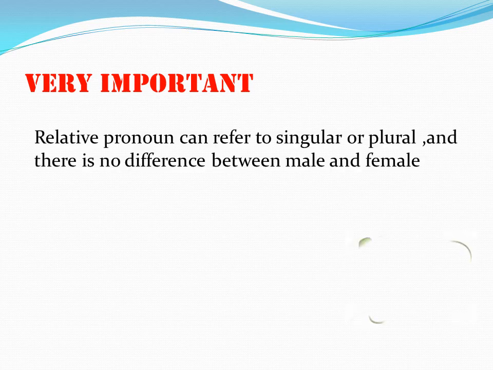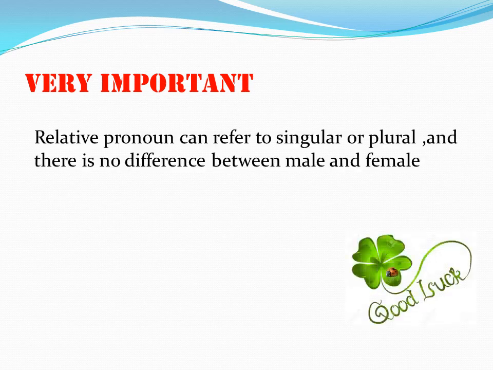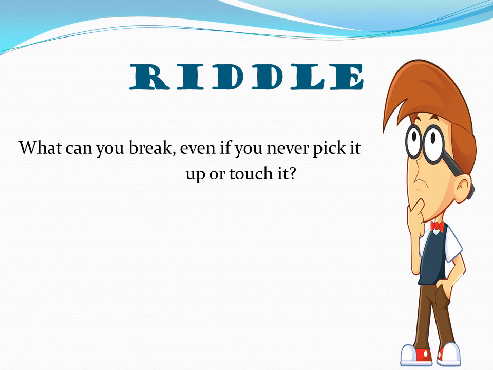Now you must pay attention that relative pronouns can refer to singular or plural. They can come before a singular or a plural noun, and there is no difference between male and female. We can say the woman who or the man who, the women who or the men who.